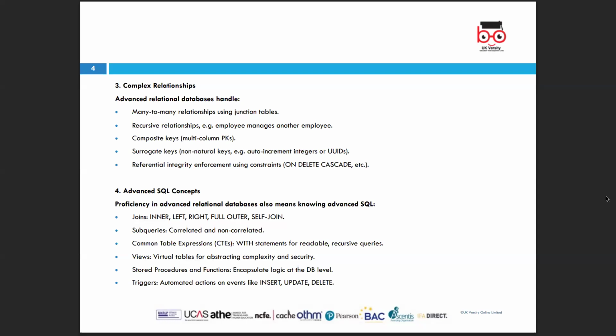Then we also have advanced SQL concepts, where proficiency in advanced relational databases also means knowing advanced SQL, such as joins, subqueries, common table expressions, views, stored procedures and functions, and triggers.